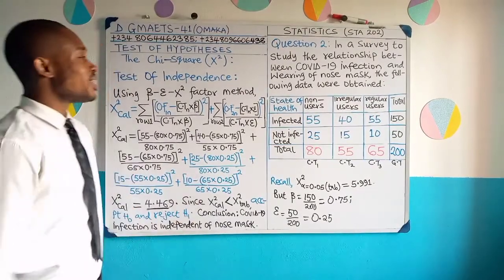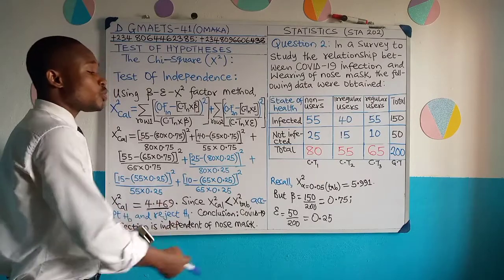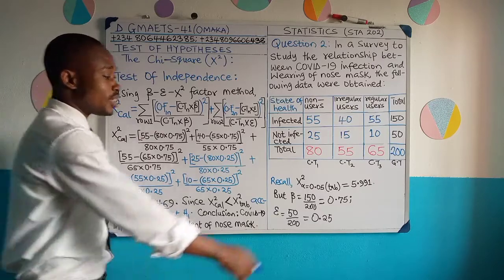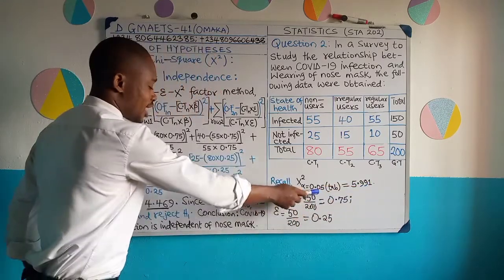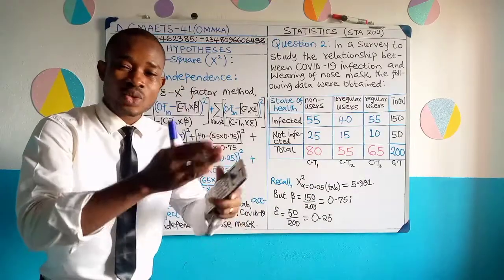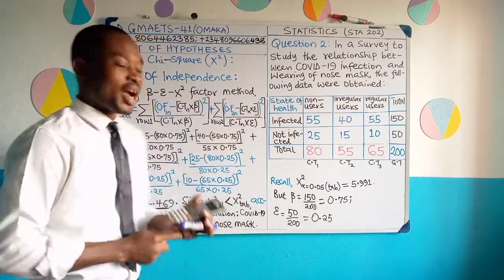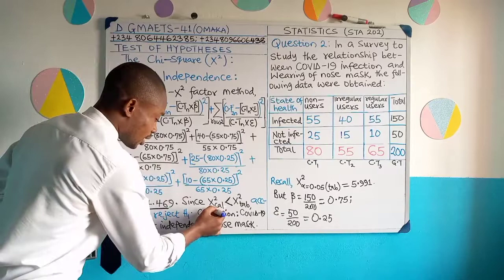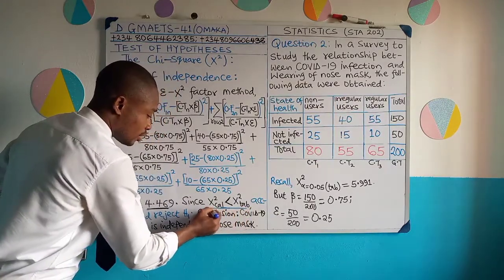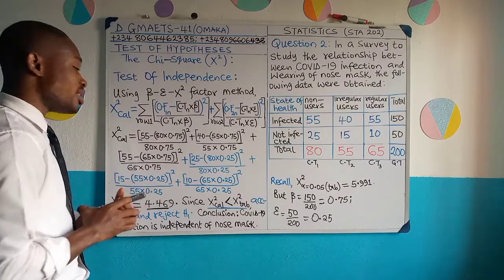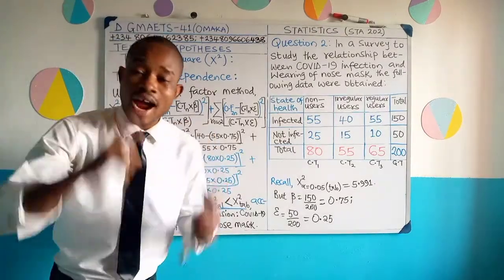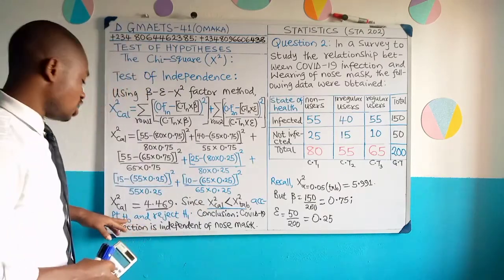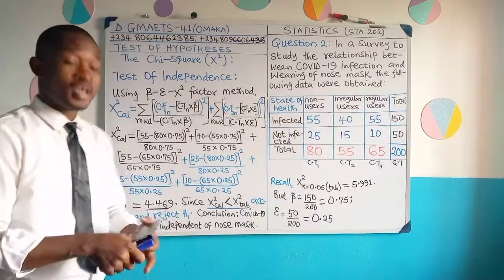Alright? So that's that. What you now need to do is to compare the chi-square calculated with the chi-square tabulated. You will observe something. 4.469 is chi-square calculated, 5.991 is chi-square tabulated. Very clear that chi-square calculated is less than chi-square tabulated. So you take note of this. I'm going to use a blue marker to underline. So chi-square calculated is less than chi-square tabulated. So what does that mean? Go back to our hypothesis. It means we are going to accept the null hypothesis H0 and reject the alternative hypothesis H1.